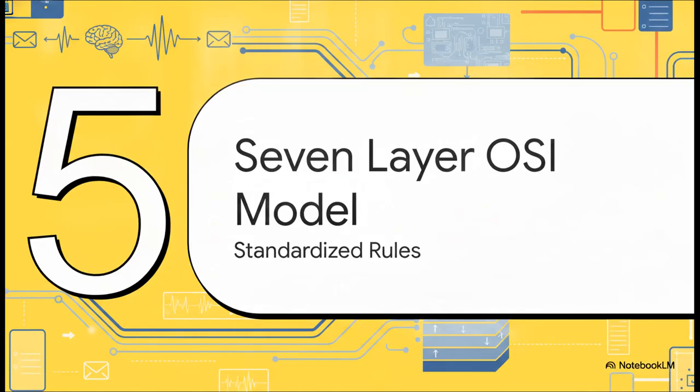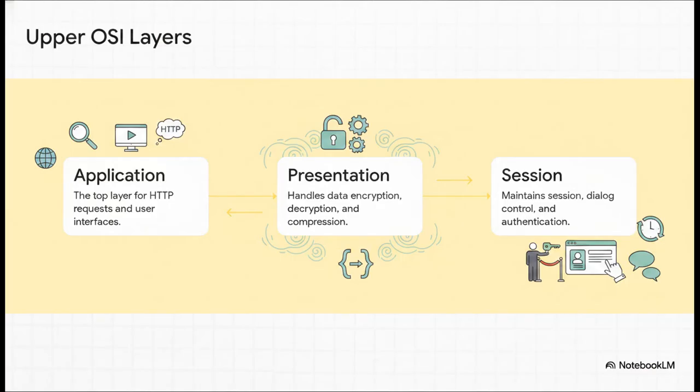Awesome. So we have the physical connections, we have the digital postal system, now we need the universal rulebook that governs exactly how a message goes from a human brain into a physical wire. Section 5, the 7-layer OSI model. The OSI, or Open Systems Interconnection model, is kind of like a highly organized multi-story factory that standardizes global communication. Let's break down the top 3 floors first, the user-facing upper layers.